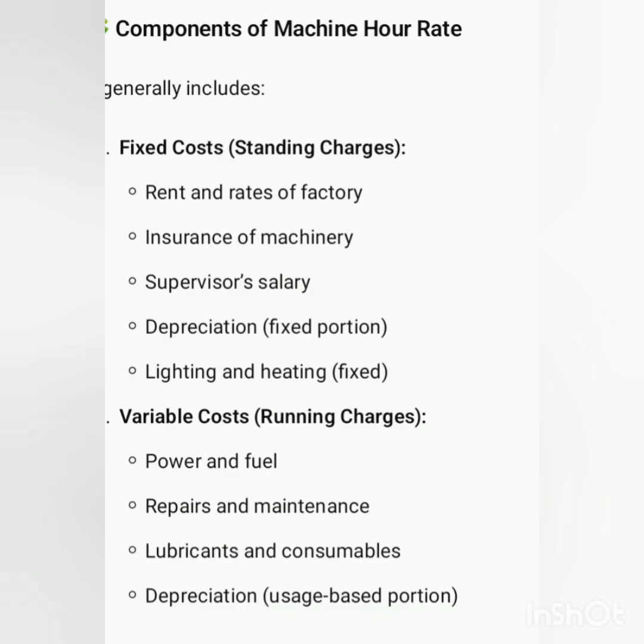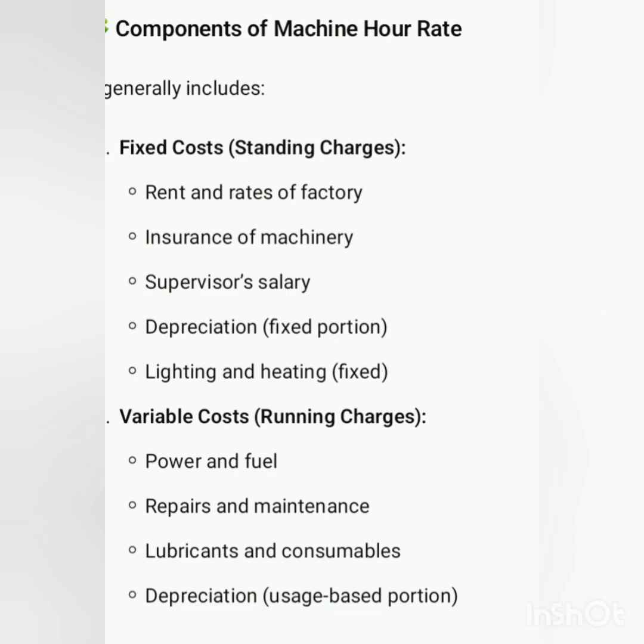Generally this includes fixed costs as well as variable costs. Coming to fixed costs, like standing charges, rent and rates of factories, and insurance of machinery. When we buy machinery we should also insure it, right? So that cost we should also consider here. And again the supervisor's salary, and the machine operator's salary, and the fixed portion of depreciation, and lighting and heating, which is also fixed. So these fall under fixed cost.